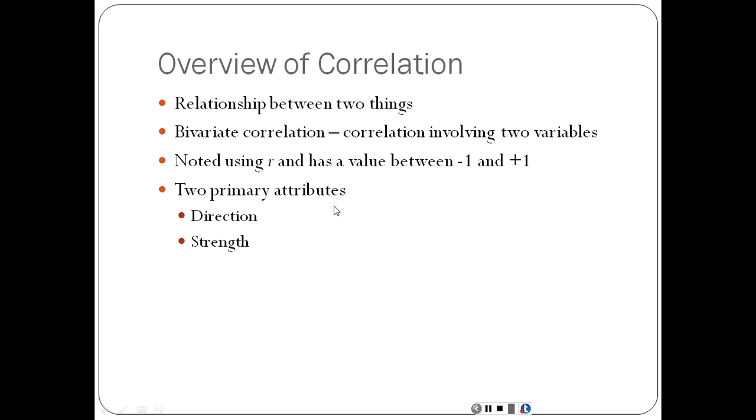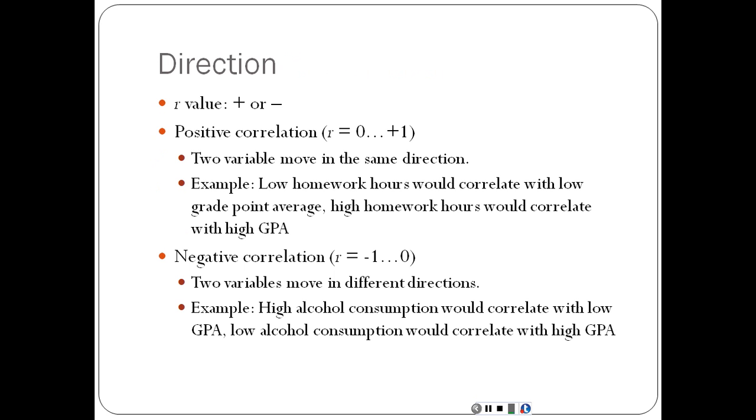Now there are two primary attributes of a correlation. We have the direction of the correlation and its strength. And let's look at these two attributes. So first let's look at direction. So for direction, our r value will either be positive or negative. So our direction is only going to fall either positively or negatively.